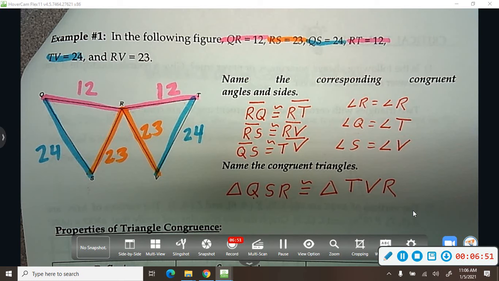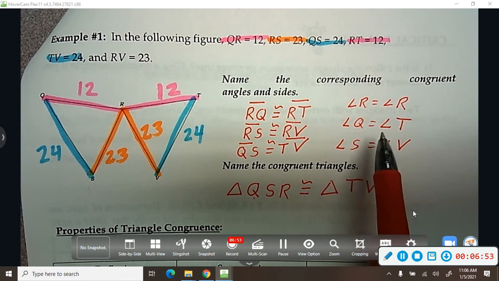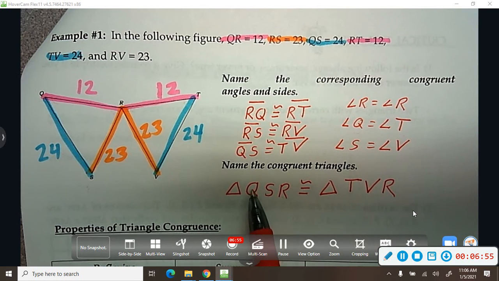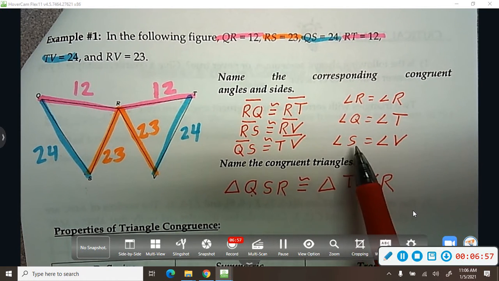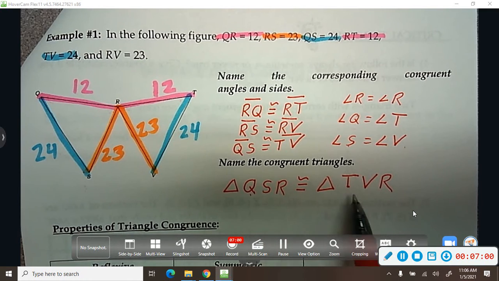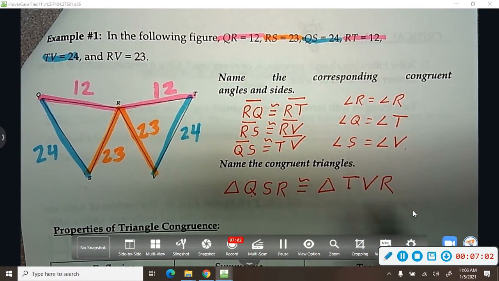Okay, so now when we're naming the triangle, we just have to make sure that Q and T are in the same spot, that S and V are in the same spot, and that R and R are in the same spot.